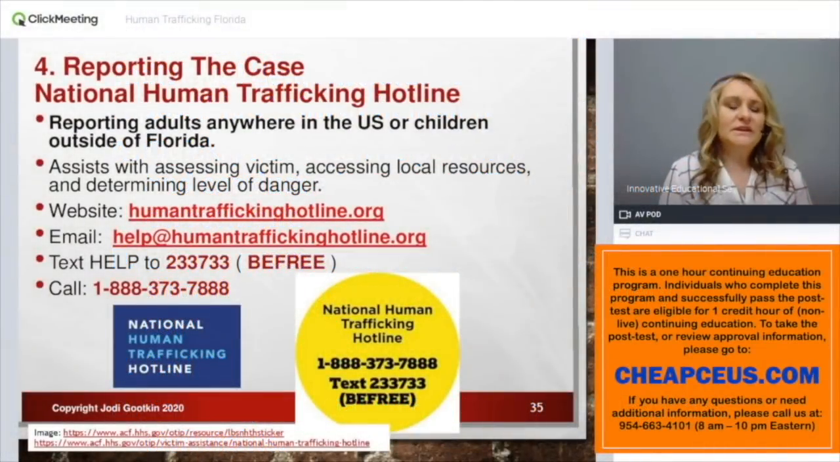When you do suspect that an individual is a victim of human trafficking, whether it's an adult anywhere in the United States or a child outside of Florida, your action would be to call the National Human Trafficking Hotline so that they can help you assess the situation. You do not need the victim's consent in order to do this. You can just report a tip. It is anonymous to report.